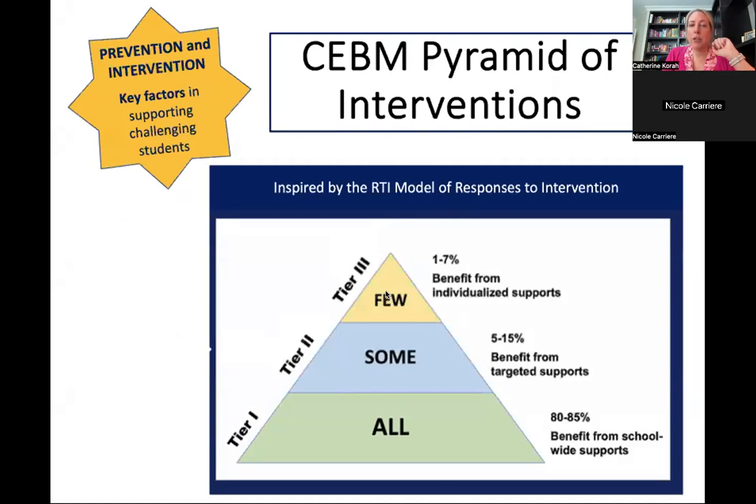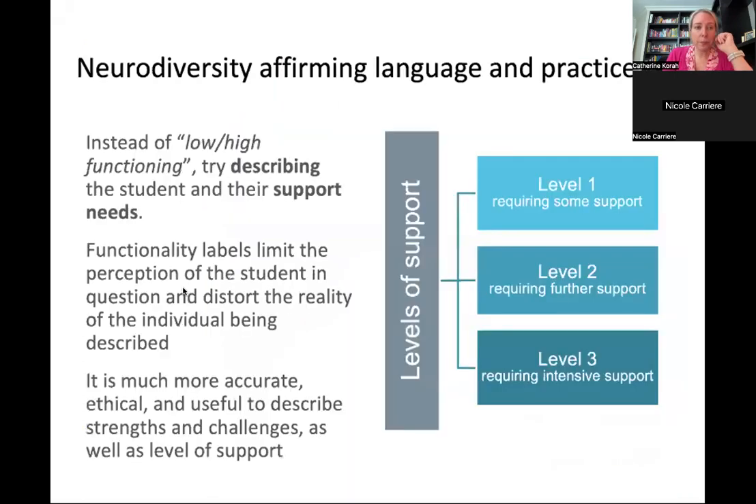I'm going to show that to you, but going from best practices for all, to targeted practices for some, to more intensified individualized practices for few. And I've got a pyramid for elementary, I've got one for high school, and I've got one now that I've worked on recently for K4, K5.